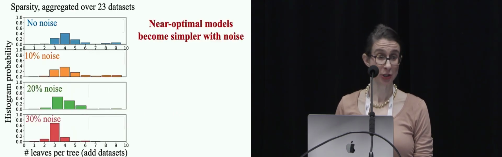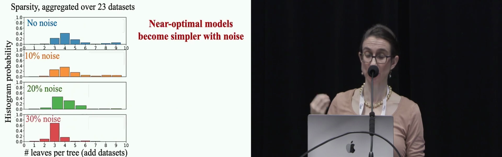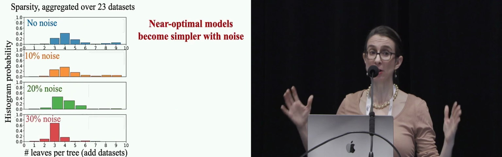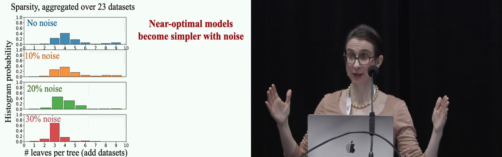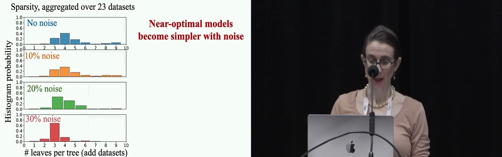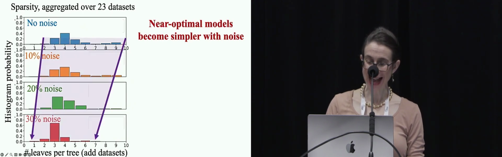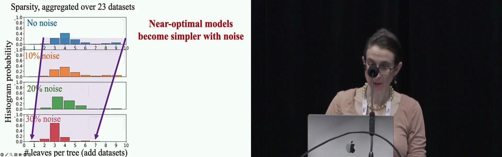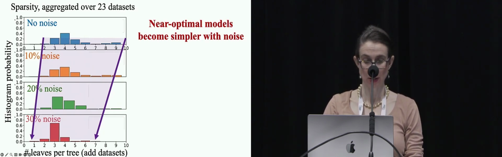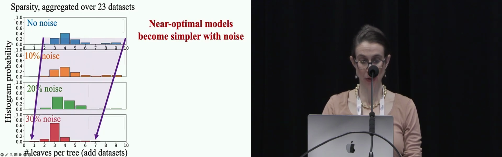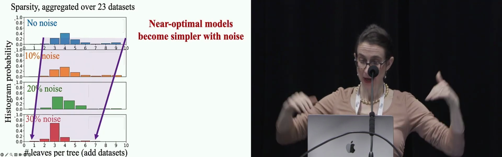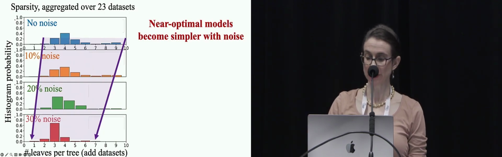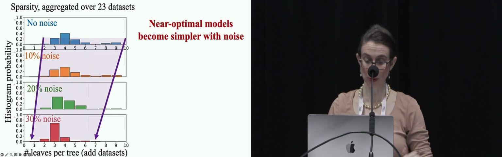So here's an experiment to show this. These results are aggregated over 23 different data sets, showing the sizes of all the near optimal decision trees on these data sets. And what I'm showing you is that the near optimal models become simpler as you add noise. So here there's no noise, and the models start out at kind of larger sizes. And then as you add noise and you look at the Rashomon set each time, those models tend to get smaller as we add more noise.